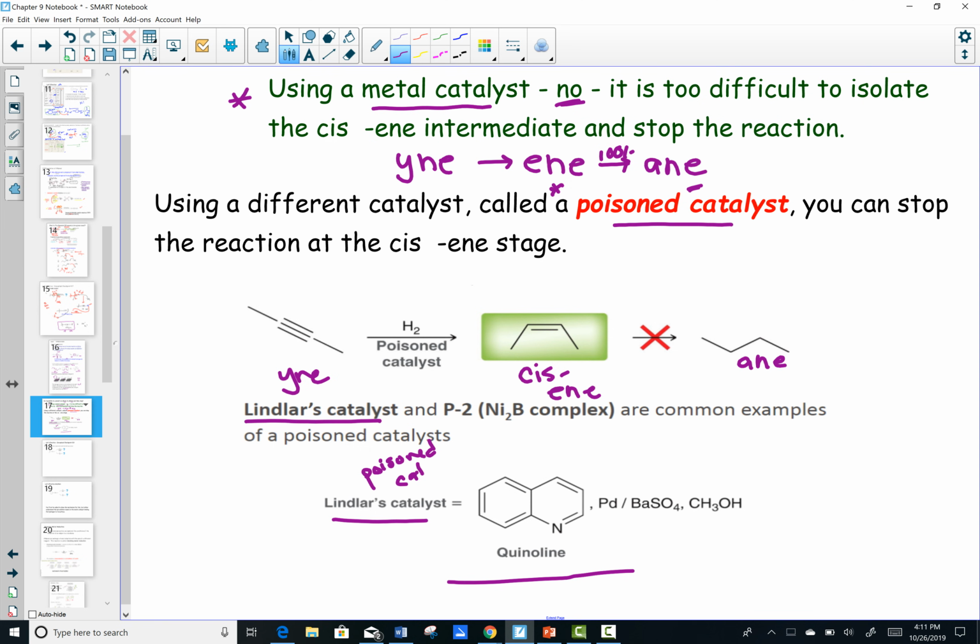That is a harsh term to say it stops the reaction at the intermediate, at the ene phase. Now, a second choice to do the same thing is a nickel boride complex, Ni2B. If you see that on the arrow, or you see Lindlar's catalyst on the arrow, you will know to stop the equation from the yne to the cis configuration of the ene and stop.